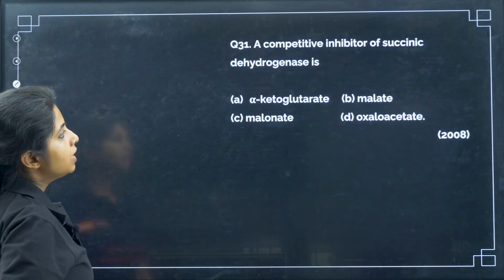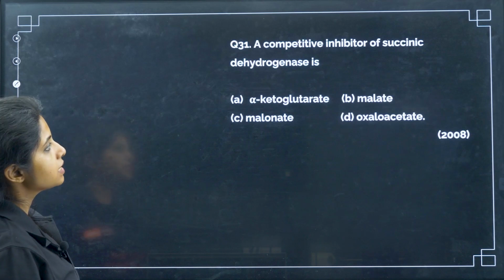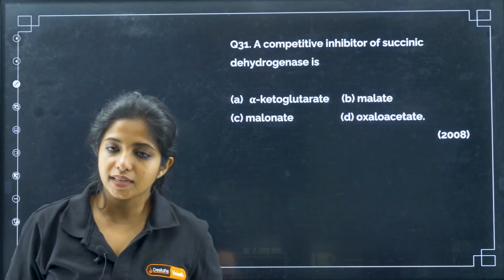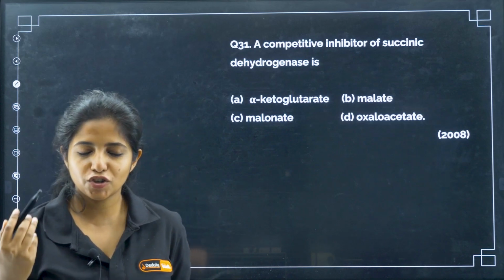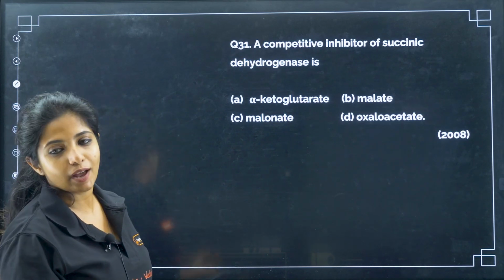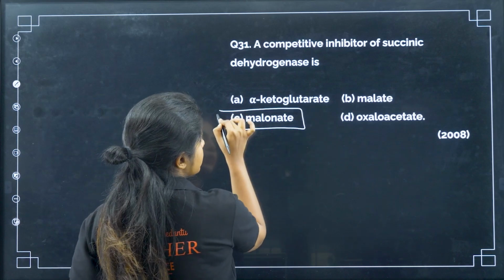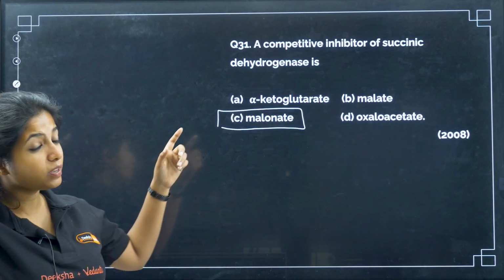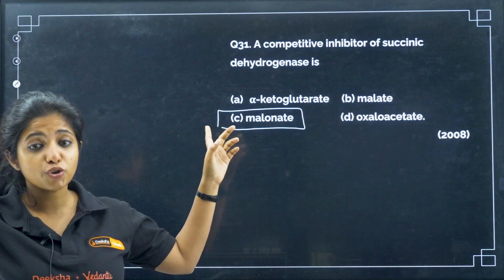Going ahead. A competitive inhibitor of succinic dehydrogenase is what? I've told you so many times. Alpha ketoglutarate, malate, malonate, oxaloacetate. Your answer is malonate. This is the competitive inhibitor of succinic dehydrogenase. So many questions have come around this particular topic, so make sure you know this.